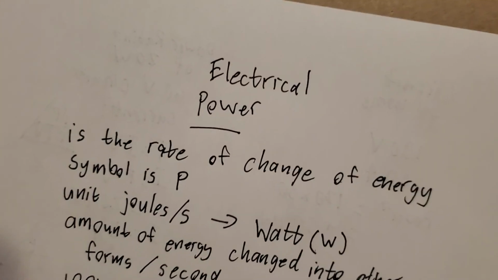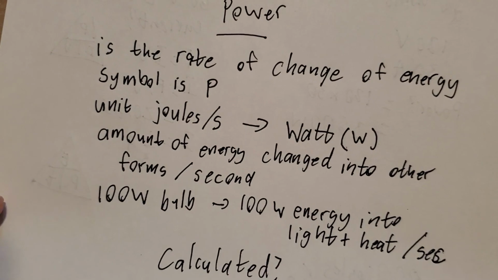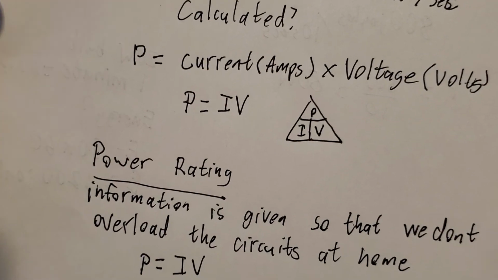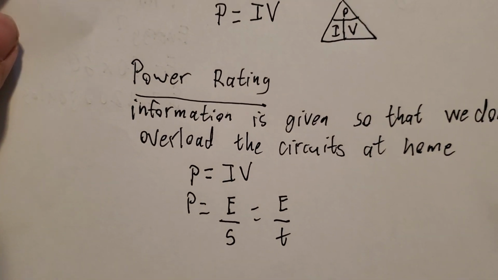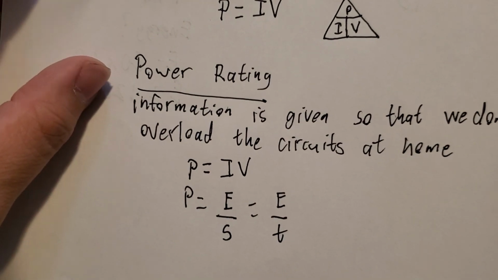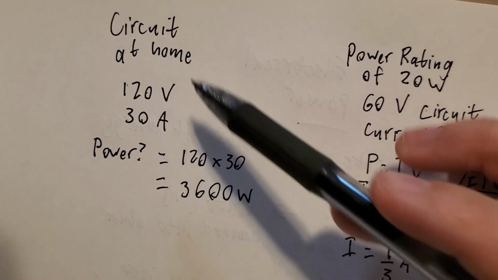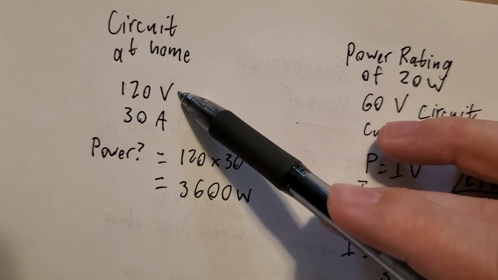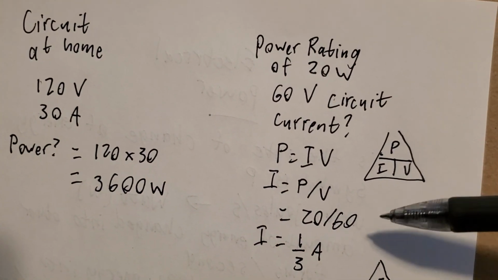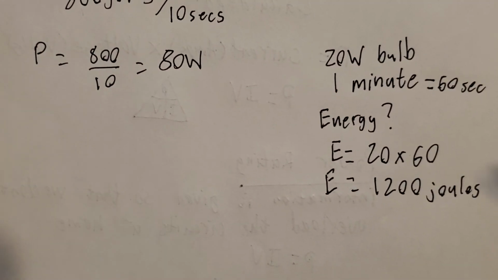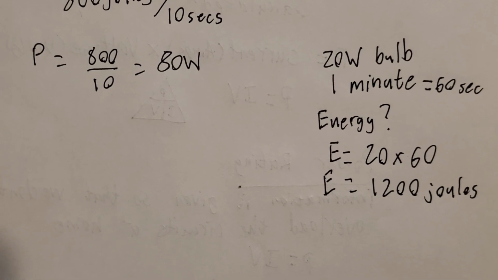All right, so again, power is the rate of change of energy. We calculate this through P equals IV, and we can get this information from our appliances by finding their power ratings. With those power ratings, we can determine a whole bunch of other things, like finding power based off of voltage and current, finding current based off of power and voltage, or using time to determine the actual amount of energy. So there's lots we can do with this stuff. Bunch of practice here.